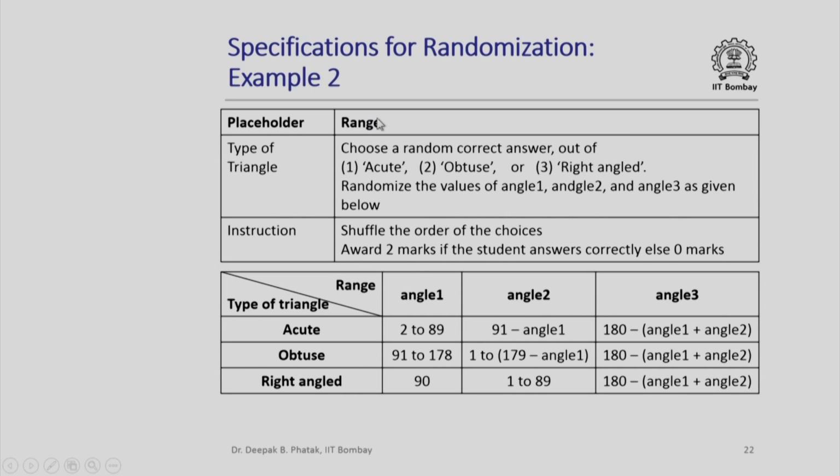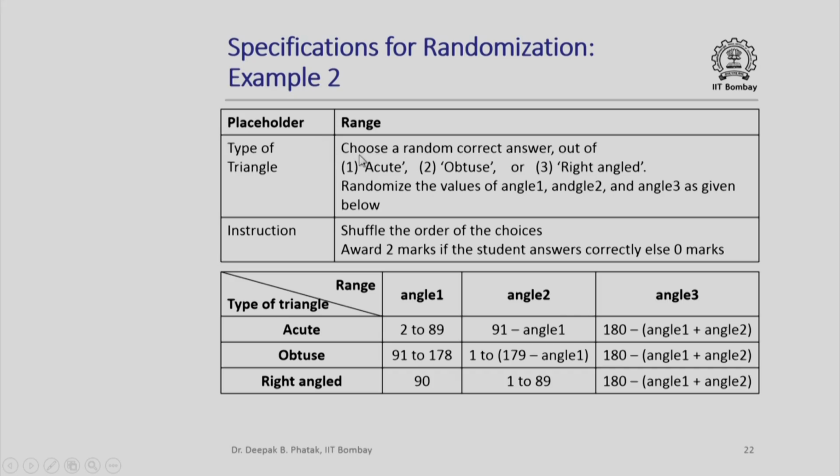We say placeholder is range. By the way, this has nothing to do with any syntax or anything associated with the backend platform. As a teacher, I am merely specifying the randomization required to a programming team at the backend. Once I give these specifications, whether I am using IIT Bombay X or Coursera or any other platform which permits such randomization, my backend team will be able to write a short programming script to achieve this randomization.